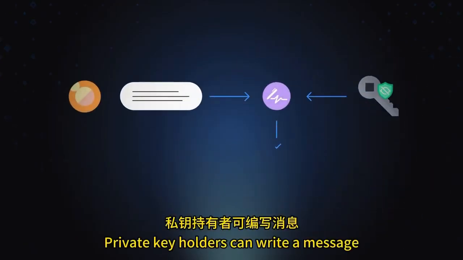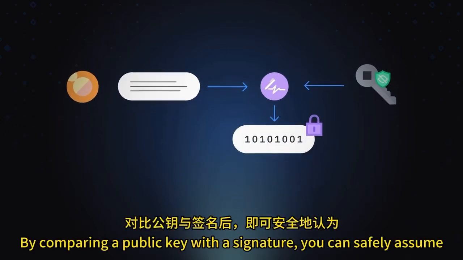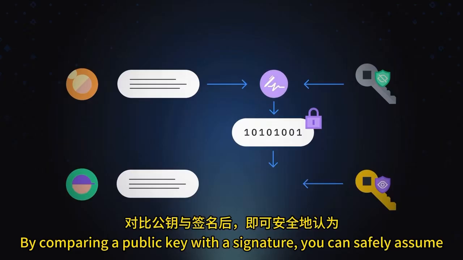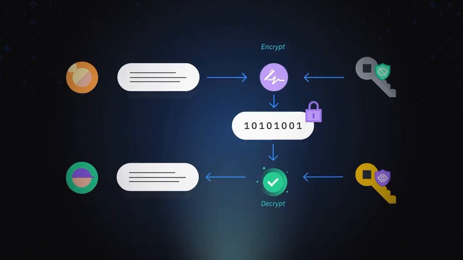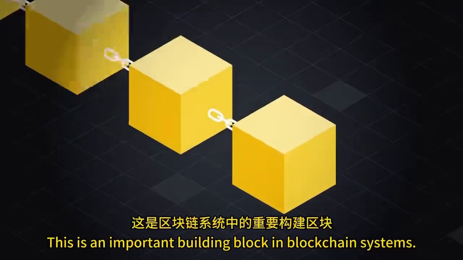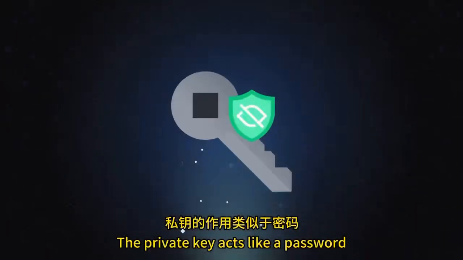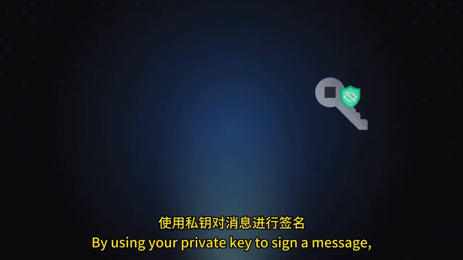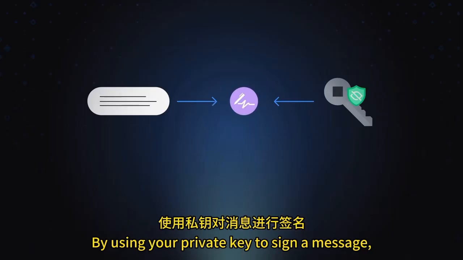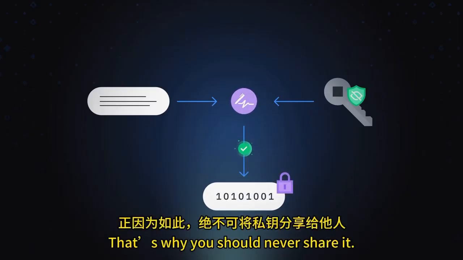Private key holders can write a message and digitally sign it using their private key. By comparing a public key with a signature, you can safely assume that the person who owns the private key has written the message. This is an important building block in blockchain systems. The private key acts like a password, or rather an identity, generated mathematically. By using your private key to sign a message, you certify that you're authorizing an action. That's why you should never share it.